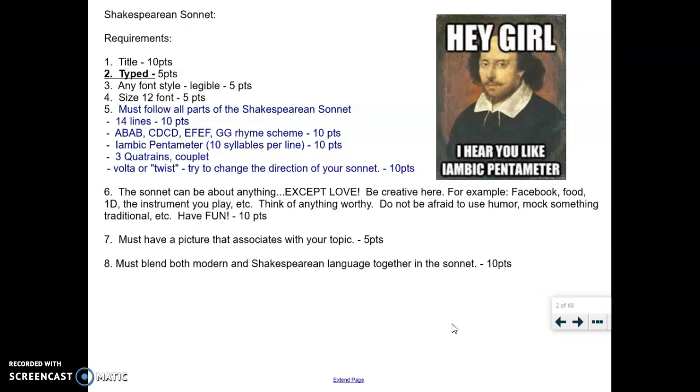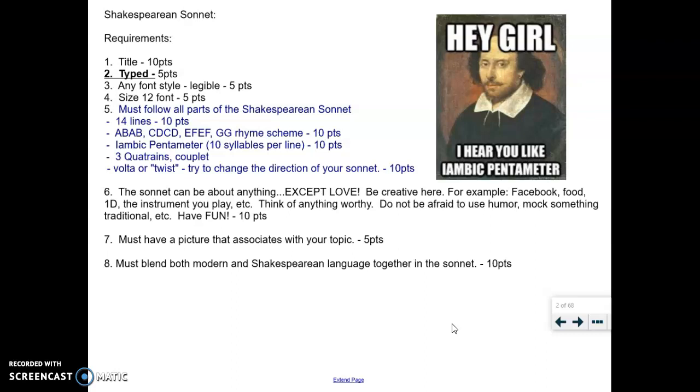Number 2 is this must be typed. Number 3, it can be any font style, any font color, as long as it's legible. Number 4, for this one, go ahead and use anywhere from size, I know it says 12, but anywhere from size 12 to 14 font. Okay, now, obviously, in blue are the most important parts.